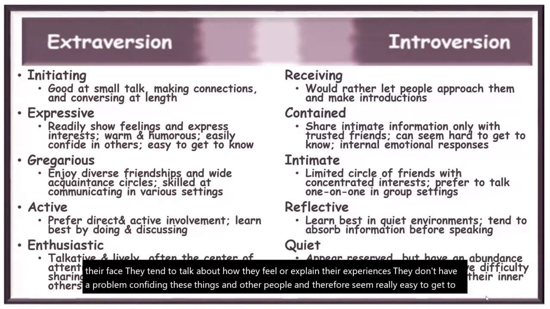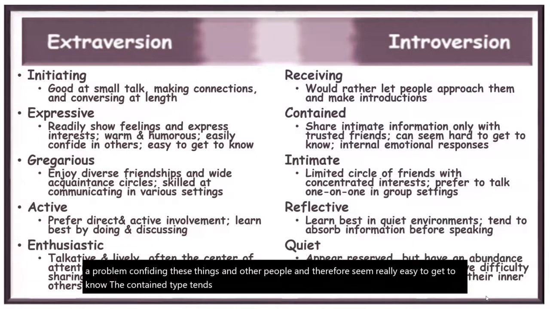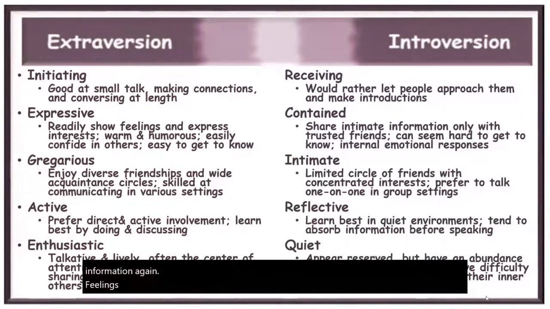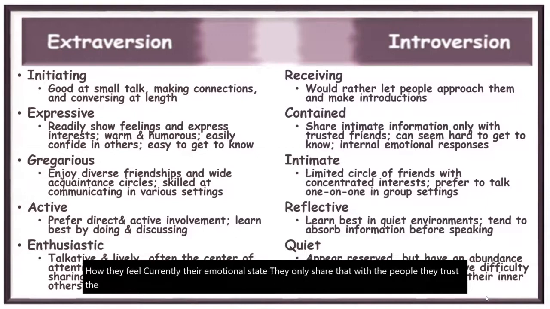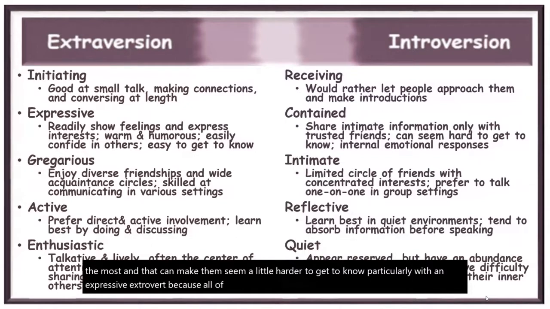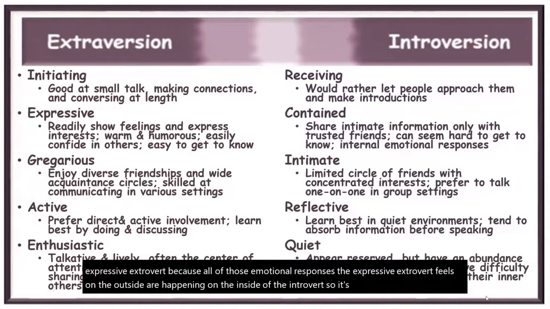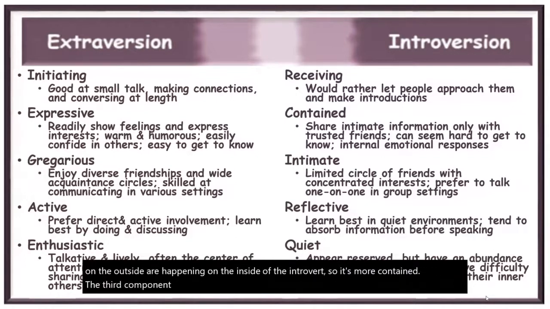The contained type tends not to share that as easily. They only tend to share that information, again, feelings, experiences, how they feel currently, their emotional state, with the people they trust the most. And that can make them seem a little harder to get to know, particularly with an expressive extrovert, because all of those emotional responses that the expressive extrovert feels on the outside are happening on the inside of the introvert. So it's more contained.